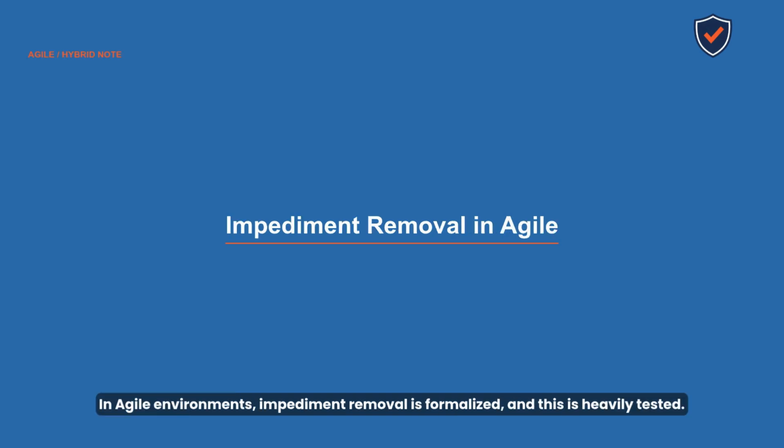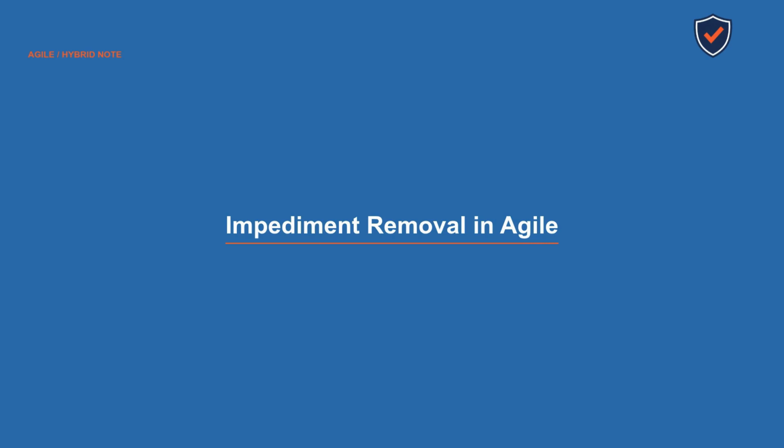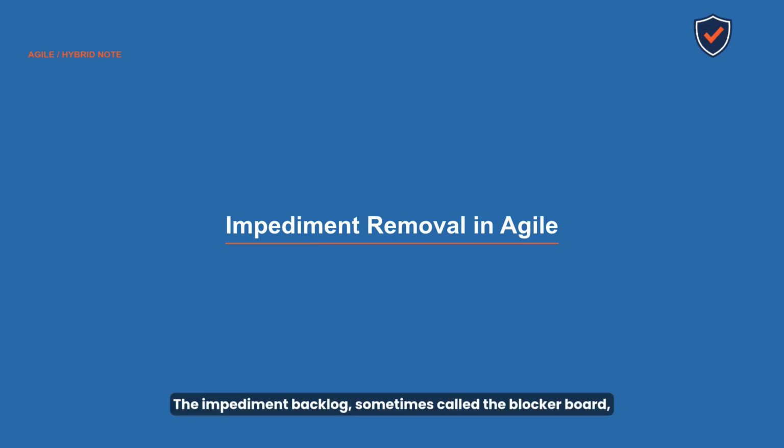In Agile environments, impediment removal is formalized, and this is heavily tested. The daily stand-up includes a dedicated question. What is blocking you today? The Scrum Master, or servant leader, is specifically responsible for removing impediments that the team cannot resolve themselves. The impediment backlog, sometimes called the blocker board, is a visible list of current blockers and their status.